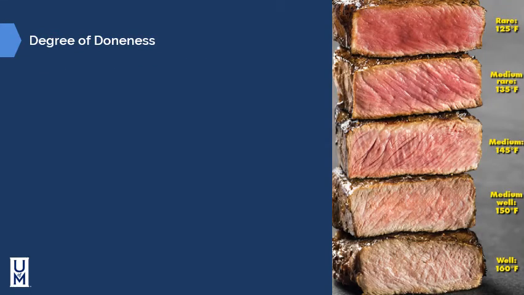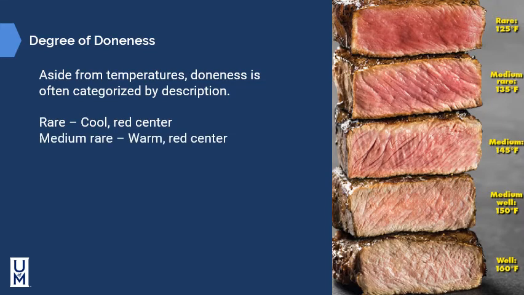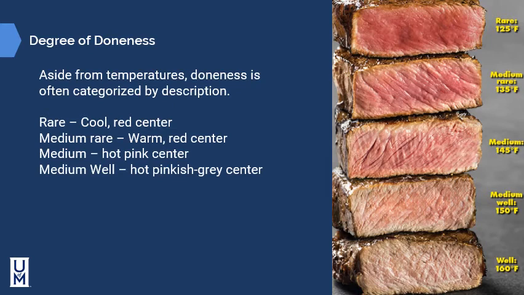Determining degrees of doneness, particularly for a steak, is one of the most difficult things that a cook can learn how to do. Aside from temperatures, doneness is often categorized by description. Rare is described as a cool red center. Medium rare is a warm red center. Medium is a hot pink center. Medium well has a hot pinkish gray center. And well done has a hot gray center. And you can see their corresponding temperatures on the picture on the right hand side.